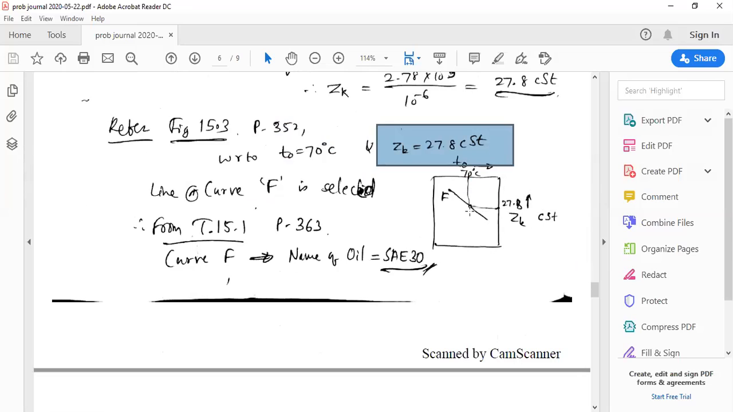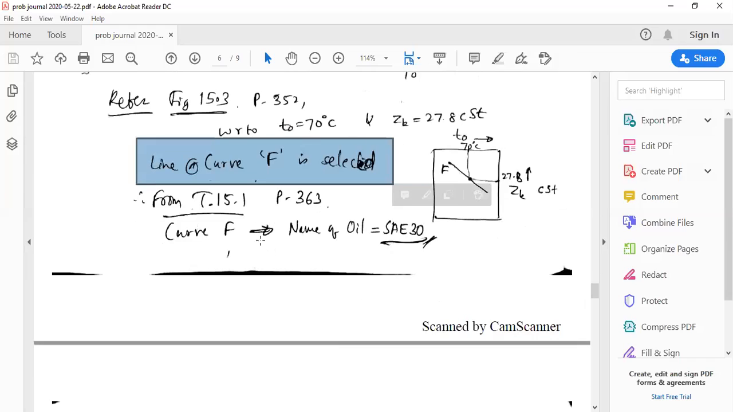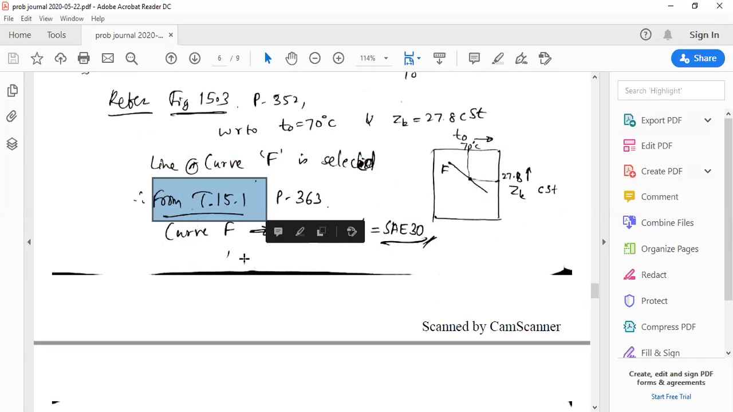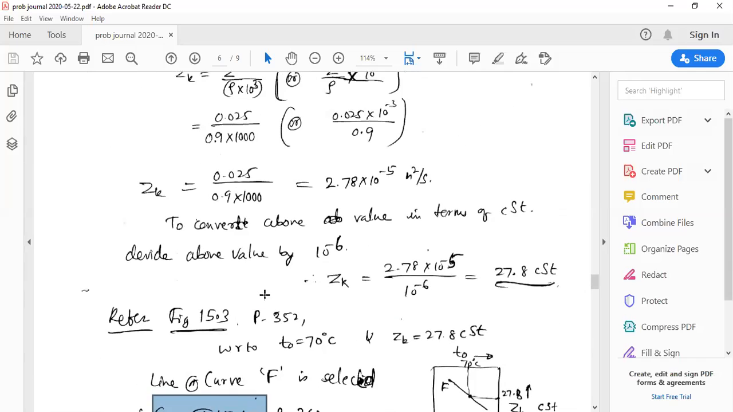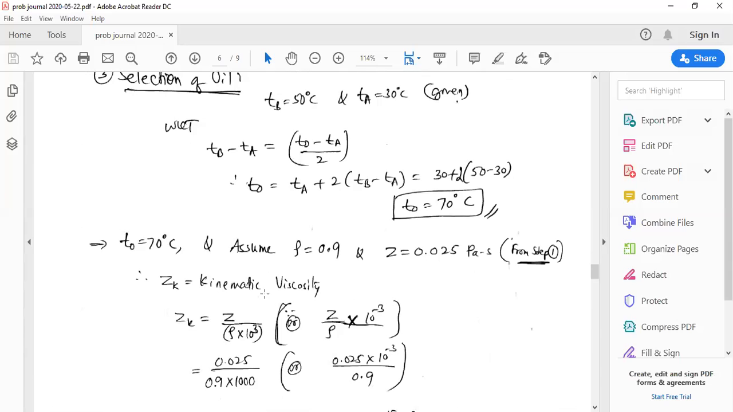So if these 2 points are taken and extended, they are going to intersect on a curve which is the F curve here. So the curve which is obtained with respect to these two values is the F curve. So according to this F line, the F line indicates SAE 30, which is noted from table number 15.1, page number 363. So this is the procedure to select the name of the oil.